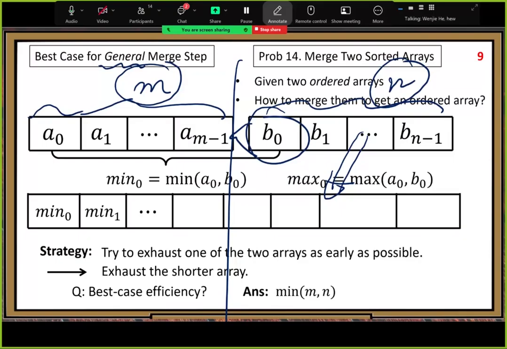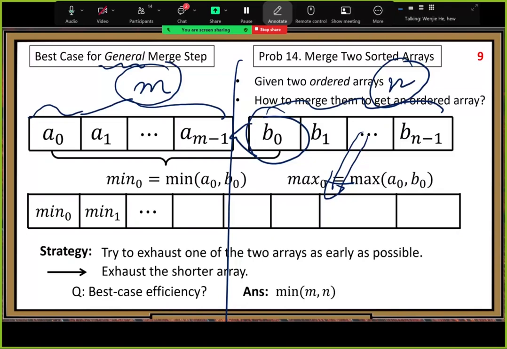So we get two formulas. The worst case formula, m plus n minus 1. The best case formula, minimum of m and n. After this discussion, we solve the merge step completely. This is the standard merge step.